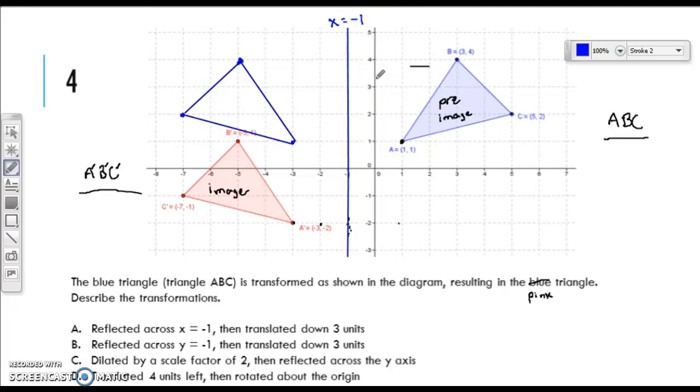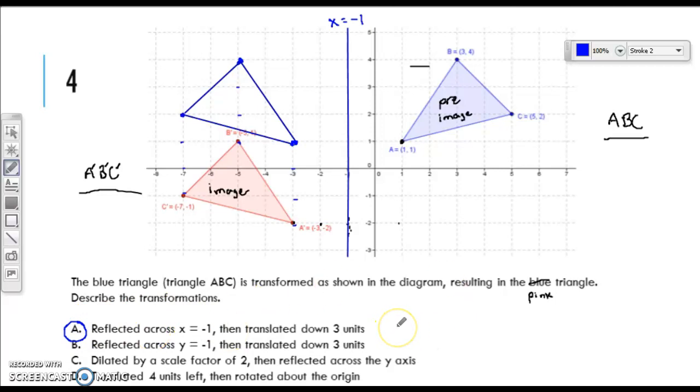Now, what do I have to do to get it down to the pink image? I'm going to have to move it down 3 units. You'll notice I have to come down from here 1, 2, 3 units. To get from B, I go 1, 2, 3 units. And from this vertex over here, I go down 1, 2, 3 units. So I have reflected it across x equals -1 and then translated it down 3 units.